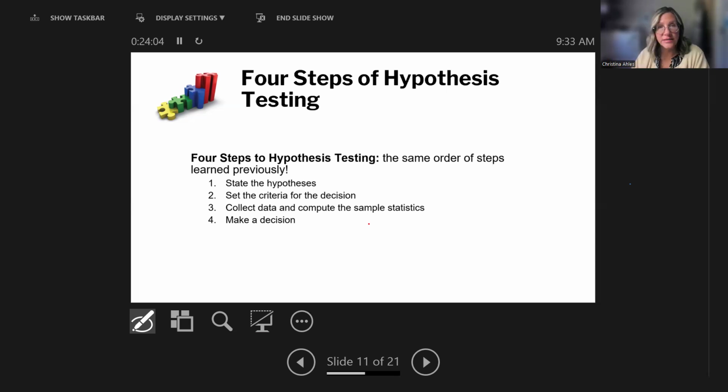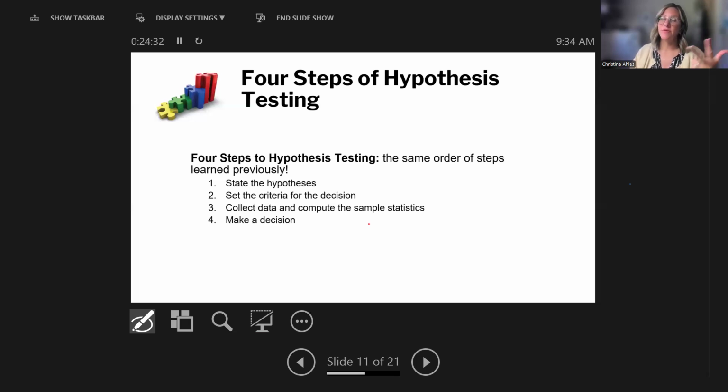You're going to set your criteria for the decision. So that means you go beyond just stating that alpha level, you have to provide me your critical value as well. In this case, it's the t critical value. You collect your data, which often I do that for you, and then you compute the sample statistics. So that means your t statistic, your t test, an effect size. You would choose either Cohen's d or eta squared, and your confidence interval.